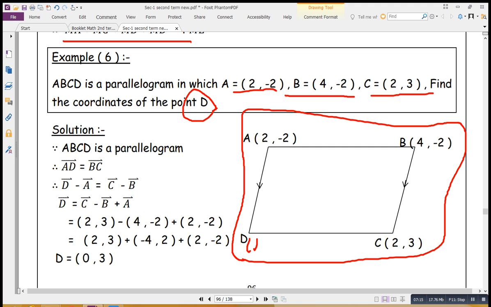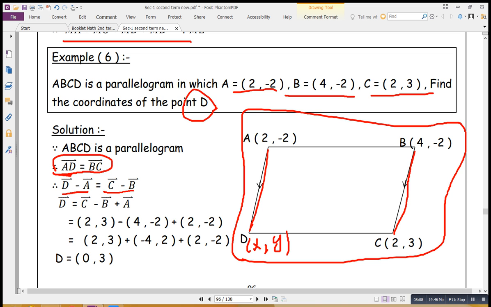Let it be (x, y). So our mission is to find x and y. Because ABCD is a parallelogram, as you know, the vectors AD and BC are equal. Two vectors being equal means two things: they are the same in length and they are parallel to each other, in the same direction. In our question, they are parallel and equal in length. So to find the vector AD, it is D minus A. So D minus A equals the vector BC, which is C minus B.